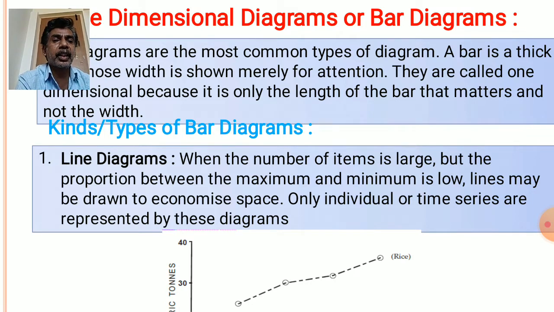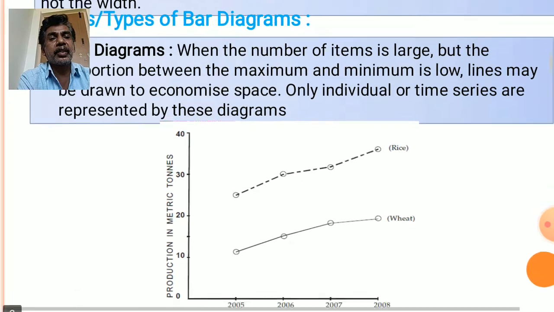So a line diagram is used for representing statistical data when the number of items is large. When the number of items is large, but the proportion between maximum and minimum is low, in such a case lines may be drawn to economize the space. Only the individual or time series are represented by these diagrams.